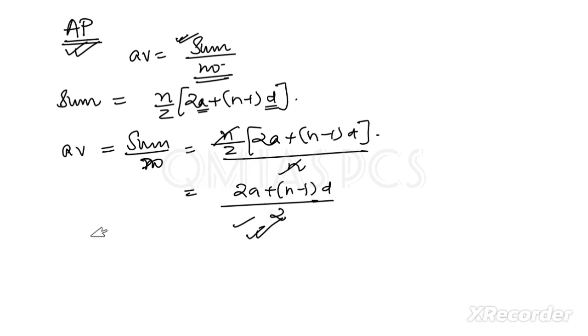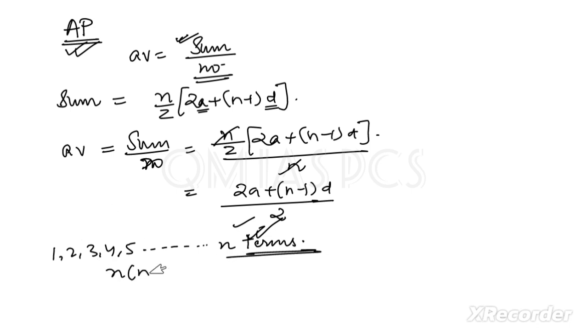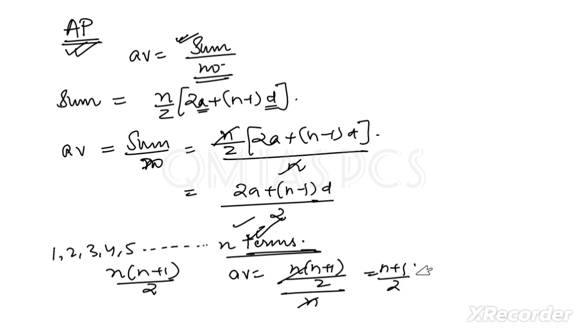Many questions are like 1, 2, 3, 4, 5 natural numbers, and terms. How can you find the sum? The sum formula was n into (n plus 1) by 2. Now if it is asked about the average, the average will be sum divided by n. So n (n plus 1) by 2 divided by n. This n will be cancelled out. So (n plus 1) by 2 is our answer. The simple answer is (n plus 1) by 2. Is it clear?